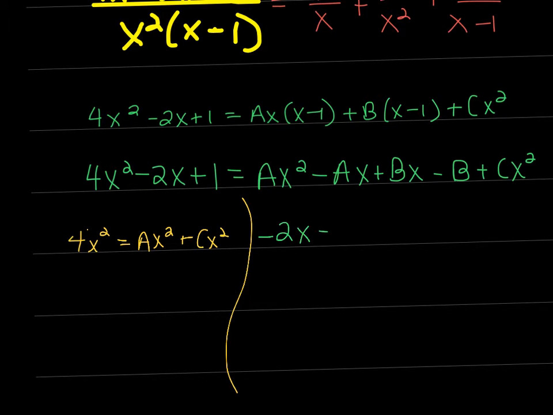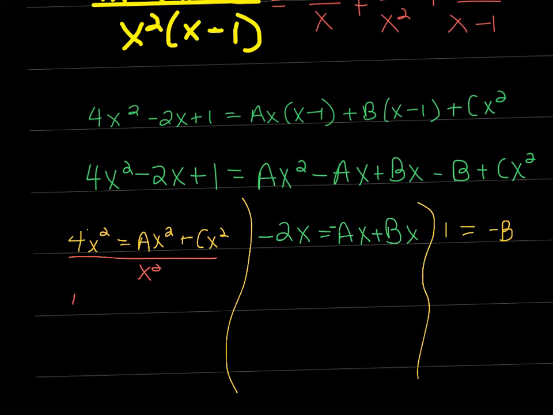Negative 2x would equal ax plus bx. Or negative ax, sorry, that's a negative. And the constant, which is 1, would equal negative b. So then from the first one, they all had the x squared, so I divided by x squared to cancel it out, and I got 4 equals a plus c.